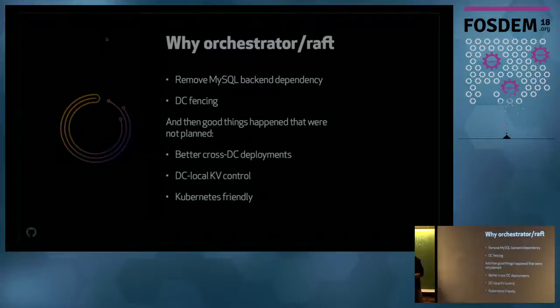And a lot of other good things happened. I'll illustrate shortly how we deploy Orchestrator, how we run it at GitHub, but we get much better at cross-DC availability, and we get towards, it's work in progress, but towards being Kubernetes friendly, which is also something that we're keen on.